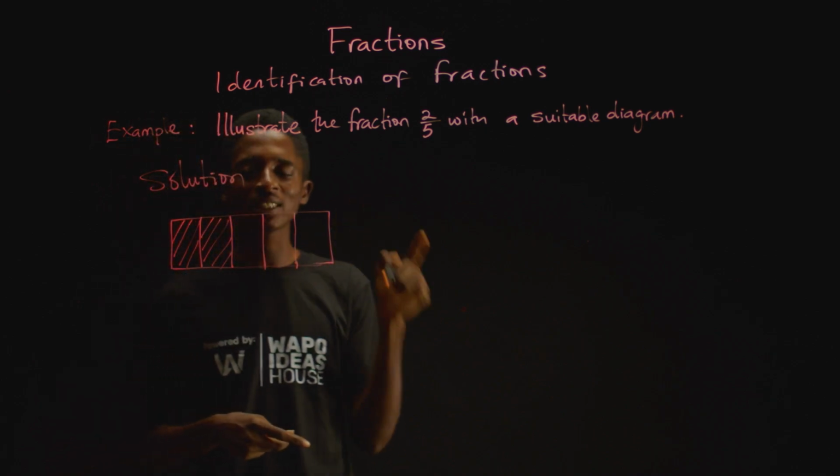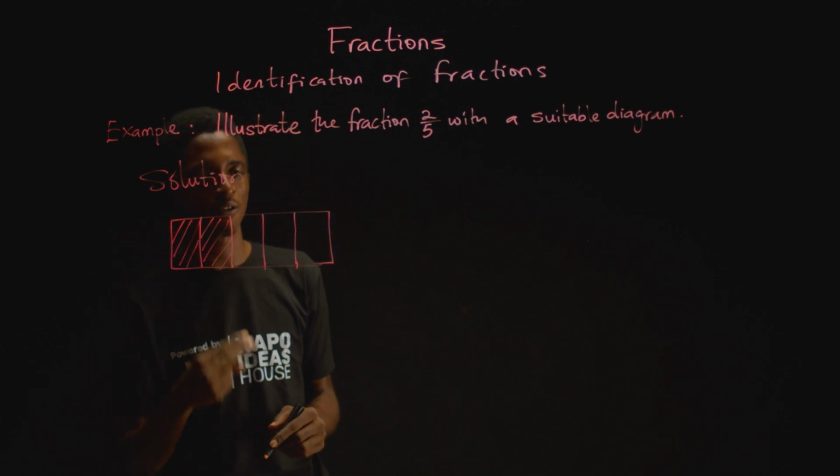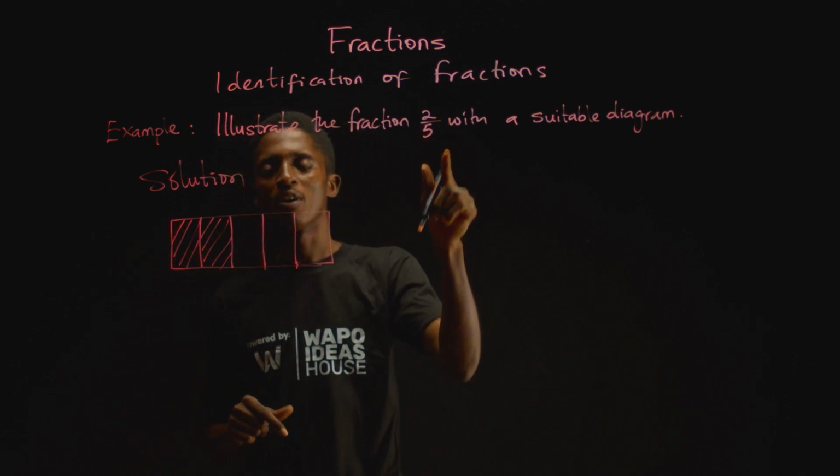So out of the 5 sides that this rectangle has been divided into, we have shaded 2 of them. Therefore, this diagram represents 2 over 5.